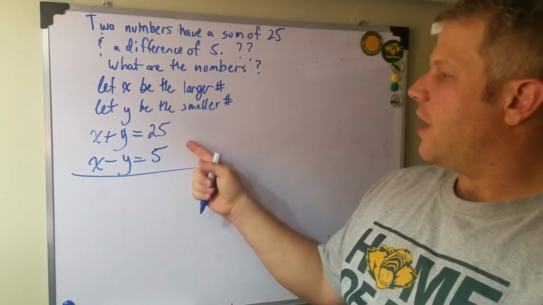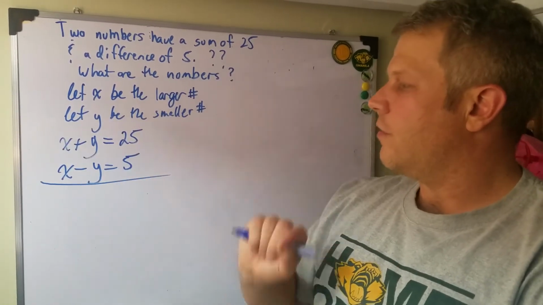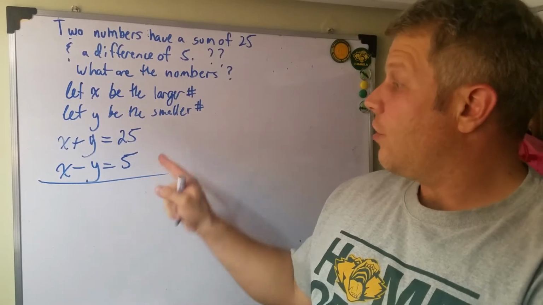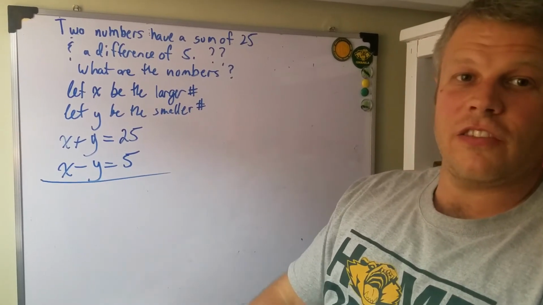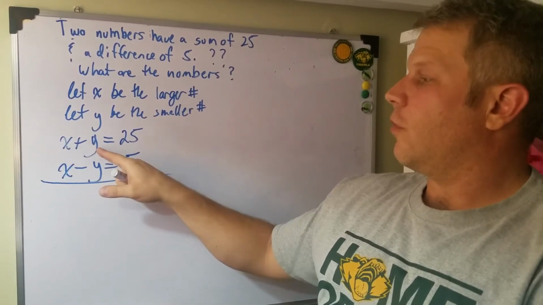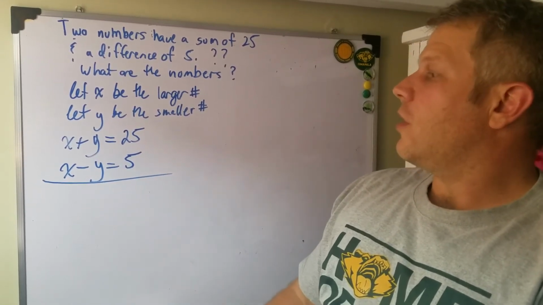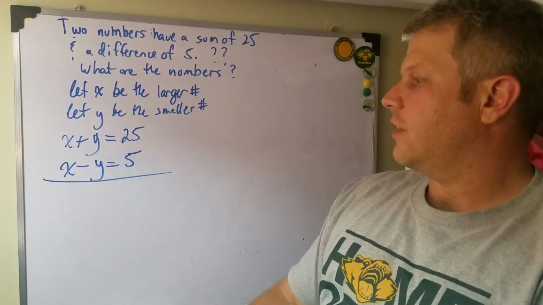Okay, now in this example here, it would be very simple to isolate one of the variables and go ahead and substitute. We could also even go back and graph both of these lines and find the intersection point. The x value would give us the larger and the y value would give us the smaller. That's a time-consuming thing. Or we could use elimination. Okay, and I want to show elimination in this case.